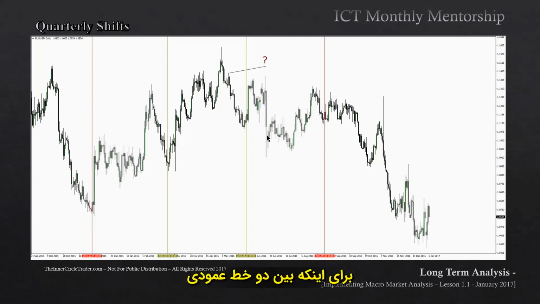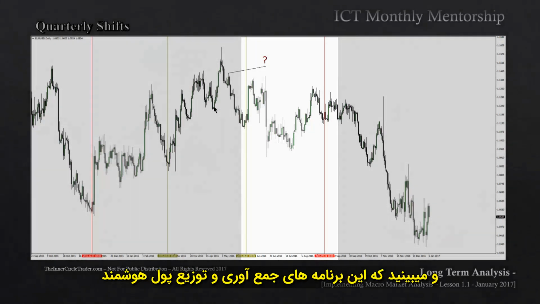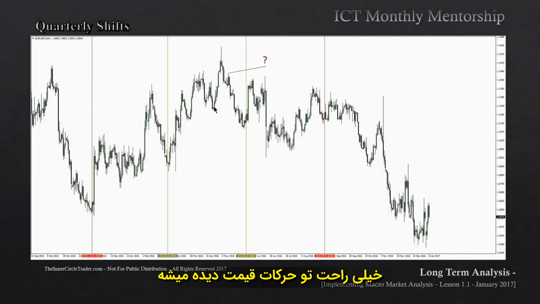In between the vertical lines to delineate the next market shift. Okay, there's a quarterly shift that takes place every 3 or 4 months, and you can see that these smart money accumulation and distribution programs are very easy to see in price action, but you have to define it in such a way where you now look for it to occur.